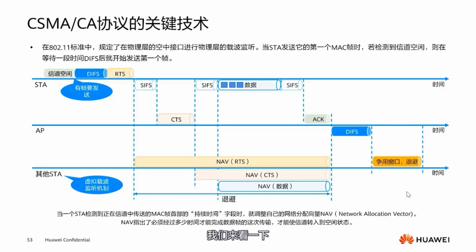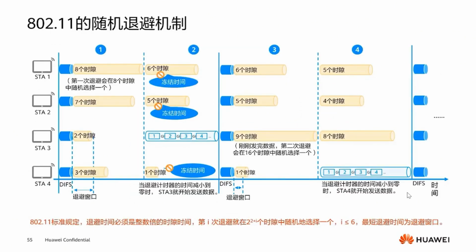Why is my STA the one sending the RTS? There is a contention mechanism, with many terminals needing to compete. Who sends the RTS first? Let's see. After DIFS, there's a random back-off mechanism to decide who sends the RTS.